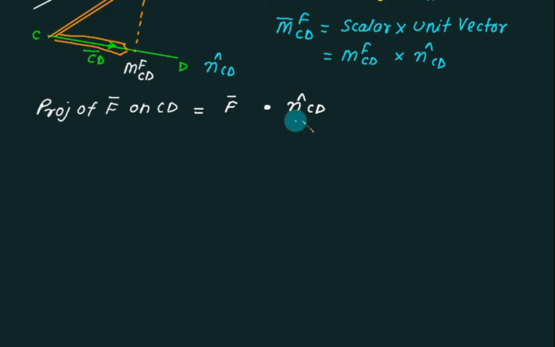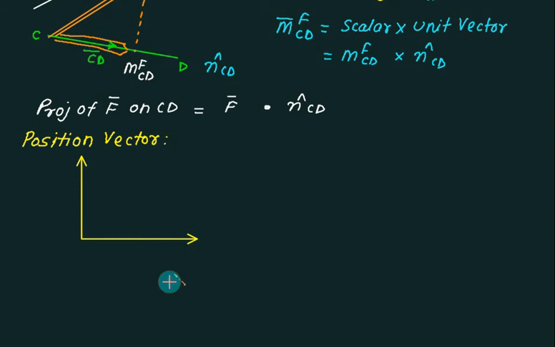Okay, one more final concept, called the position vector. A position vector is a vector obtained by joining the given point with respect to the origin. It is normally represented by R bar.